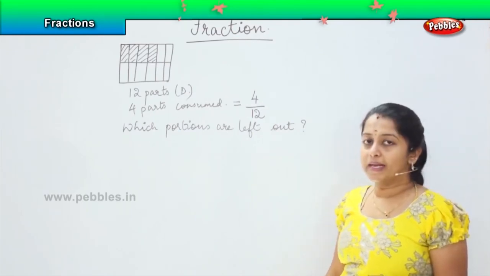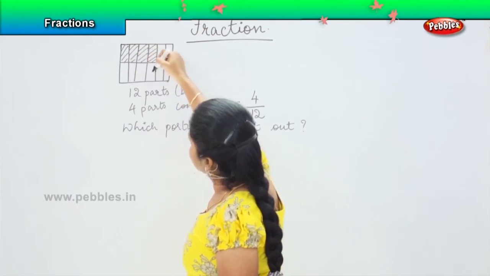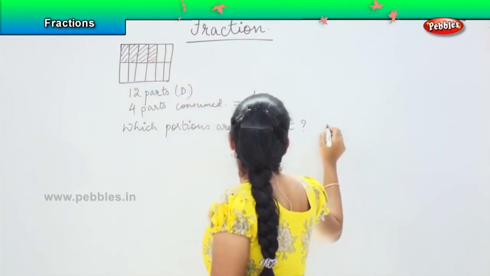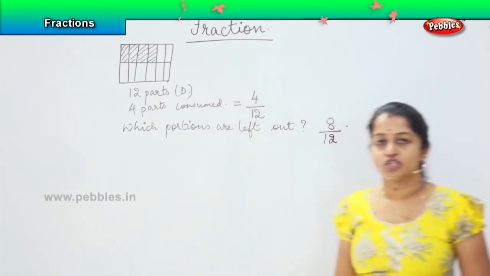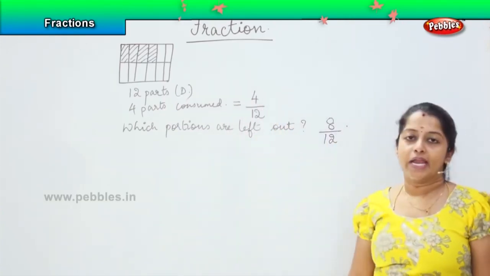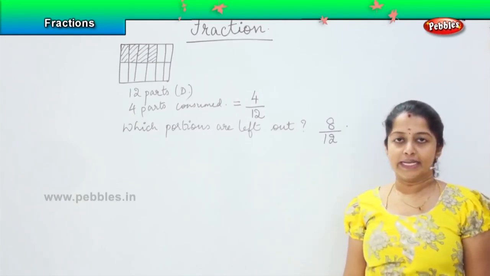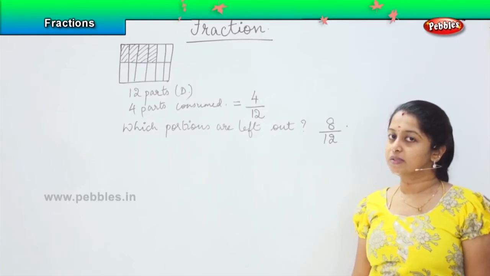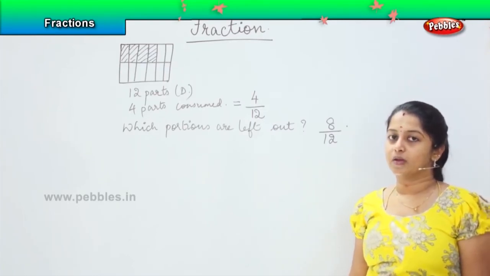So can we count the balance which is unconsumed? It's 1, 2, 3, 4, 5, 6, 7 and 8. So 8 by 12 portions are not consumed. I still have 8 portions left with me which I can give off at a later stage. So is it clear, children? Shall we do some more questions? Okay, fine.